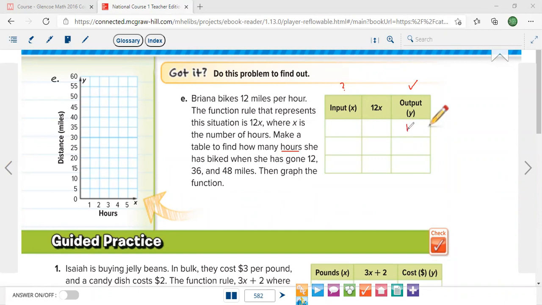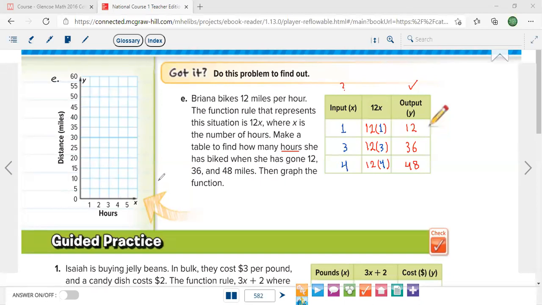So we put here 12, 36, 48. And we do here 12 times what? This is very easy and clear because this will be 12 times 1, so the number of hours is 1. 12 times 3, so the number of hours is 3. 12 times 4, so the number of hours is 4.